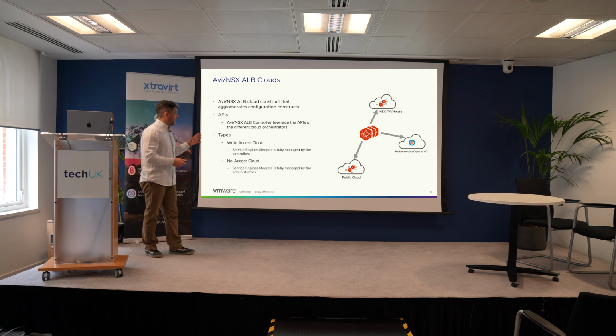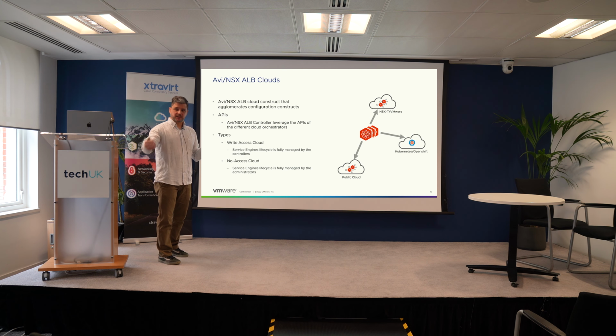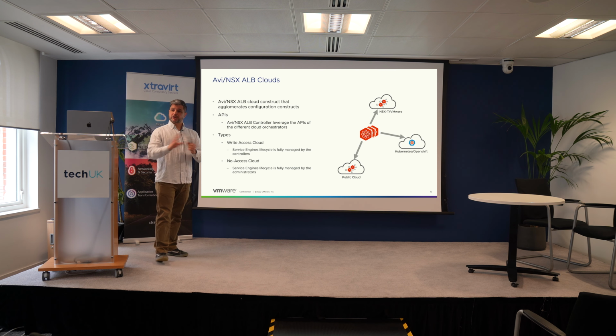You have 2 big types. You have the write access cloud. So if you have access to an orchestrator that can provision the service engines, you can literally take care of all the life cycle of the service engine. So you can spin up a service engine, you can kill the service engine, you can resize the service engine, you can do multiple things. You can connect them to multiple networks, you can do whatever you want through the controller. So you don't need to go to the vCenter and say, look, this NIC needs to be connected to this port group. You don't need to handle that.